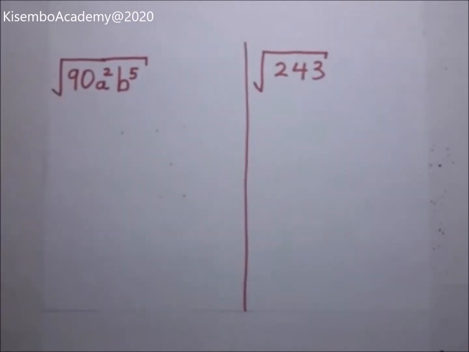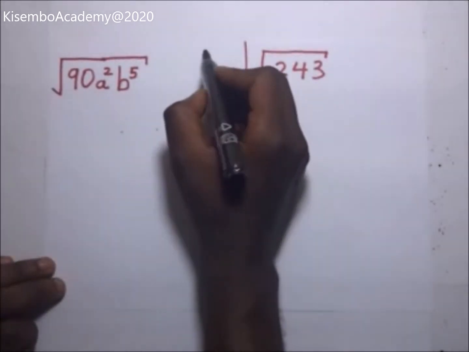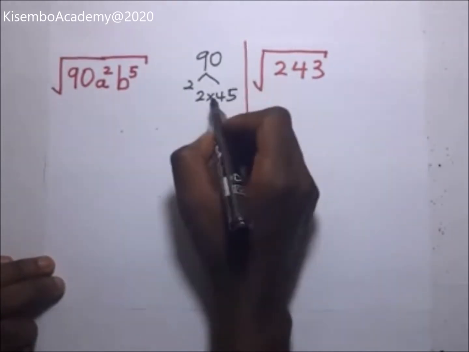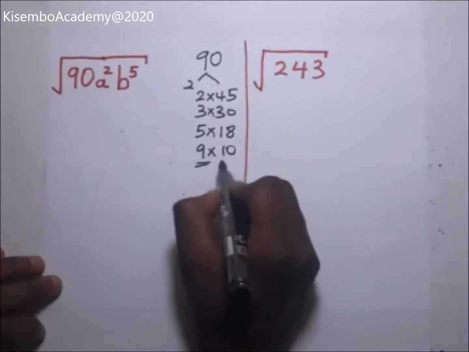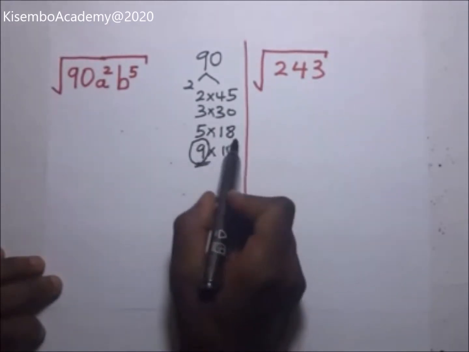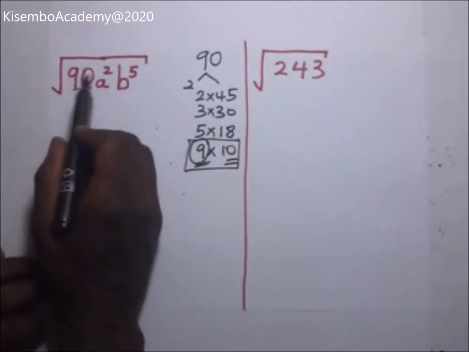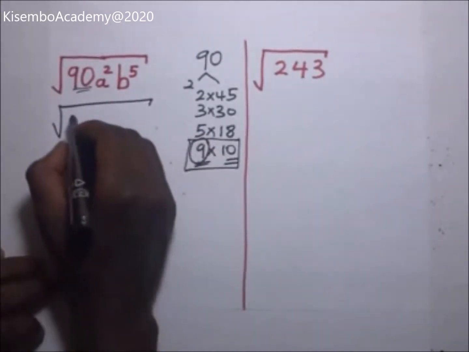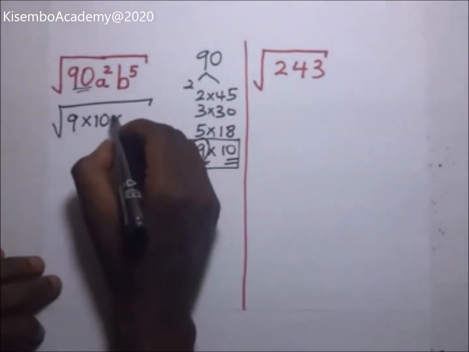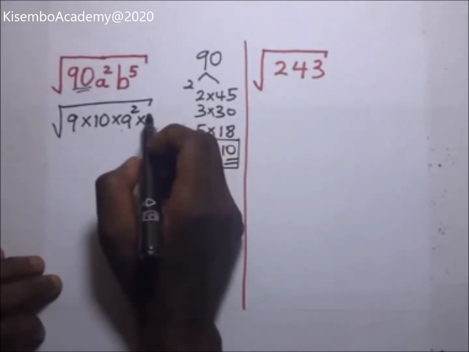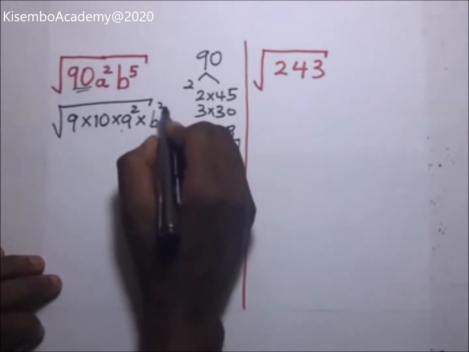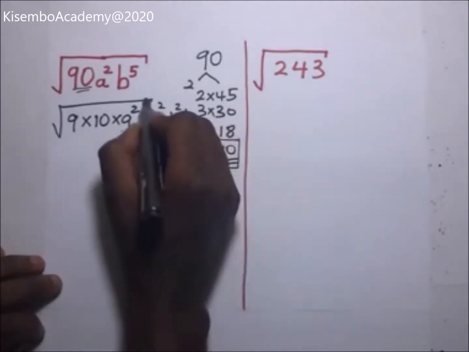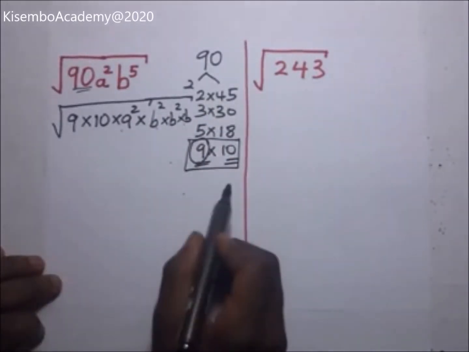we look for factors of 90. Which of the factors of 90 have a perfect square? We can have 2 times 45, we have 3 times 30, we have 9 times 10, and 9 is a perfect square, so we are going to choose this and replace it with that. So this is the same as saying it's going to be the square root of 9 times 10, times a squared times b to the power 5. Now b to the power 5 is the same as b squared times b squared times b, like that. Let me rewrite this here.